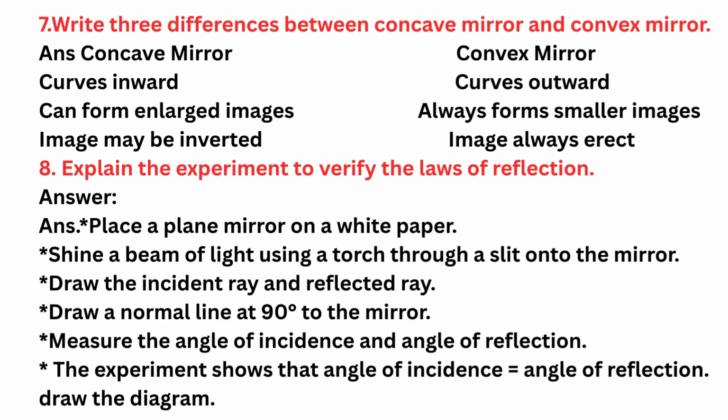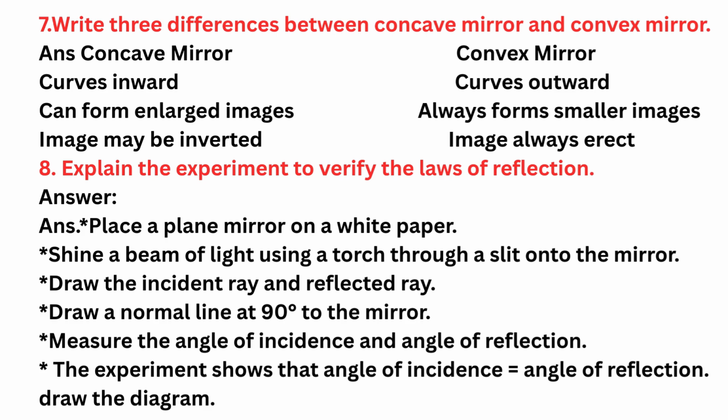Write three differences between concave mirror and convex mirror. Concave mirror, curved inward. Convex mirror, curved outward. Concave mirror can form enlarged images. Convex mirror always forms smaller images. Concave mirror, image may be inverted. Convex mirror, always erect. Question number 8.